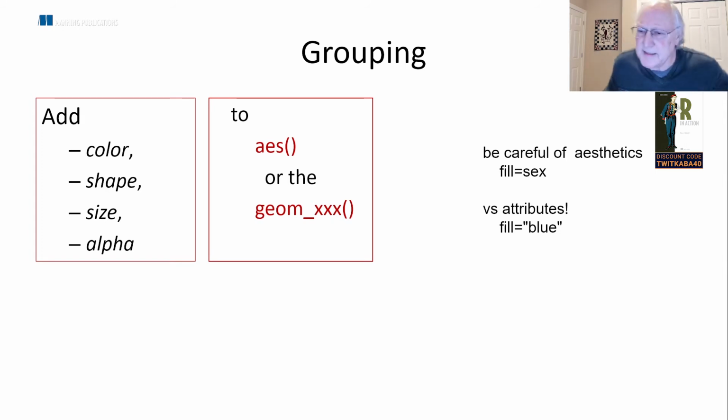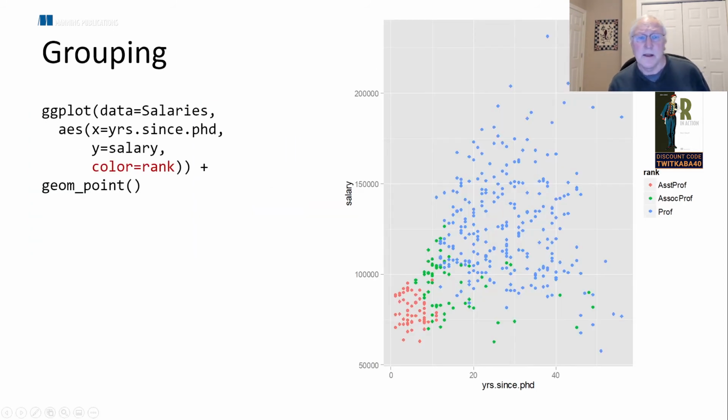So the next thing to talk about in understanding ggplot is grouping. In grouping, you're representing several groups in one graph, and you're distinguishing among the groups by some aspect of that graph, such as color, shape, size, or transparency. So for example, here, this is grouping. We're doing years of experience by salary, and we're specifying that the rank should be related to the color of the point, and it picks these colors by default, and we're asking for points.